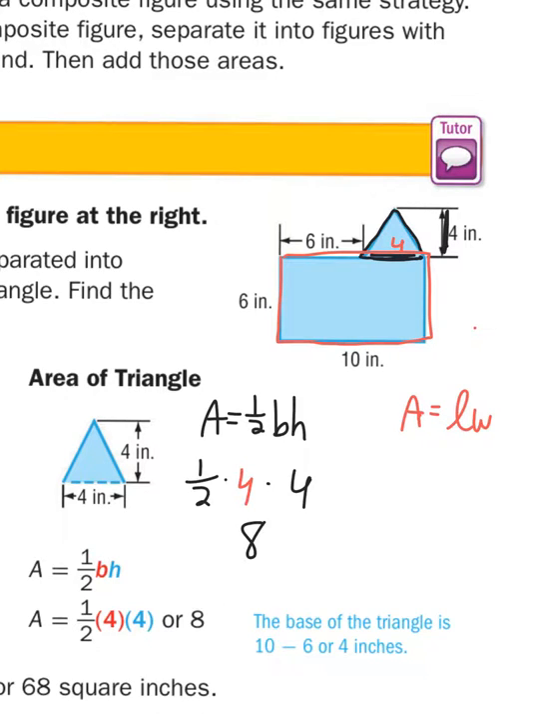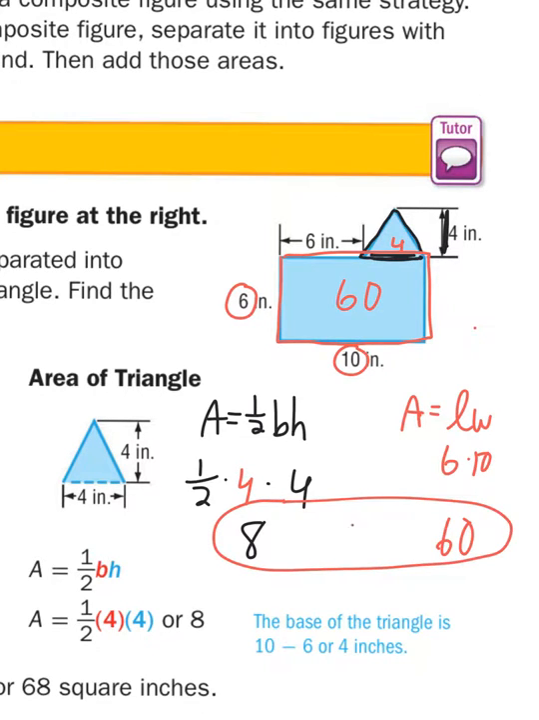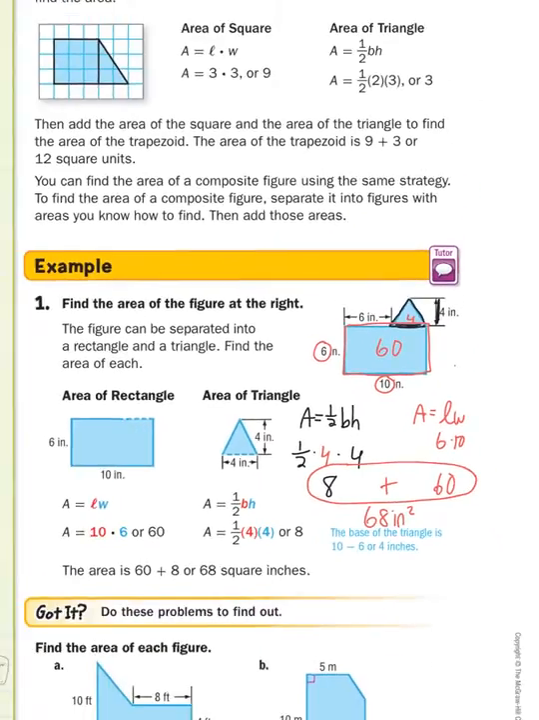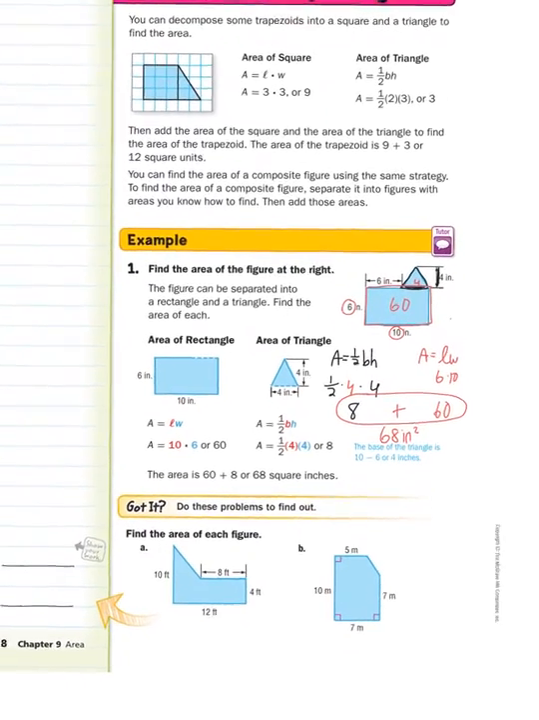Now I'm going to focus on the rectangle. That's just length times width, and I have 6 times 10. So 6 times 10 is 60. My area of my rectangle is 60. To get the total area, I need to add those two numbers together, and I get 68 square inches. So you want to break your shape apart, find the area of the easier shapes, and add them together.